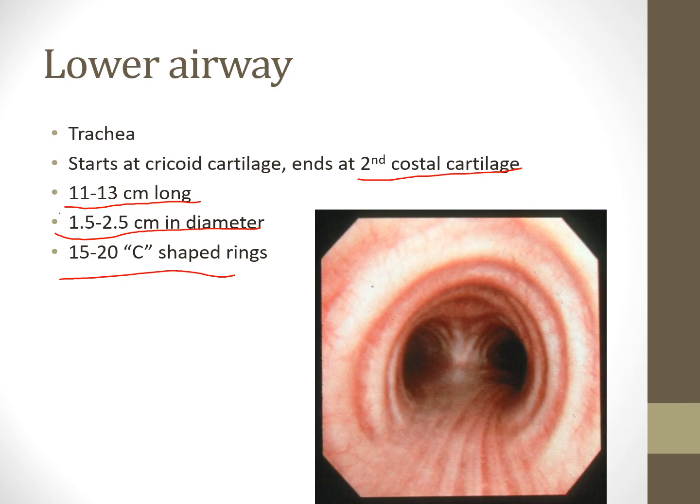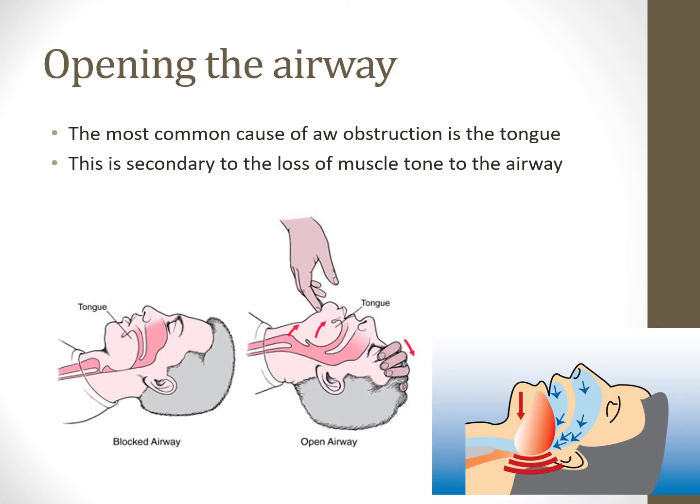You do need to remember this, and it just depends on the size of the adult, right? If you have someone that's 5'1", they might only have 15 C-shaped rings. If you have Shaquille O'Neal, he might have 20 C-shaped rings, right? So this is just going to be based upon the size of the adult more than anything, which is why there's that range. When we're looking at opening the airway, this is going to be crucial.